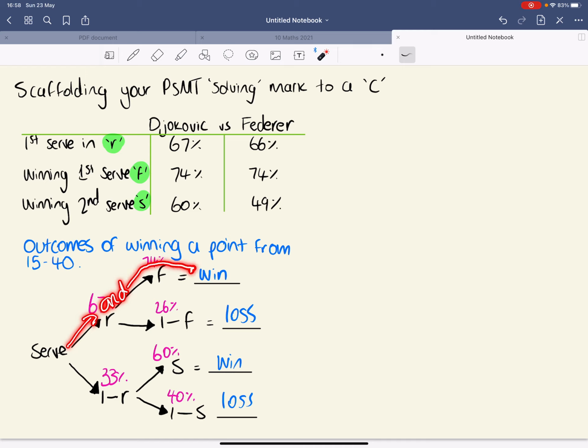or this and this will happen. So the first scenario up the top, getting it in and then winning, or not getting it in but then winning from that second serve happening.